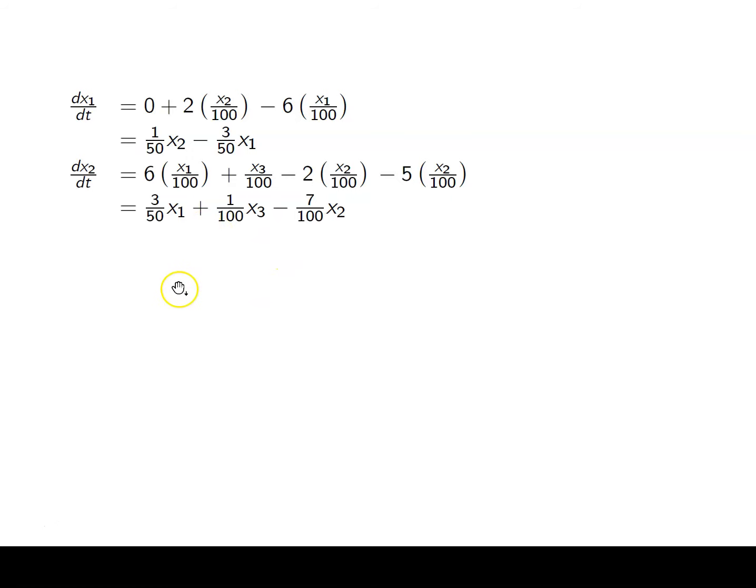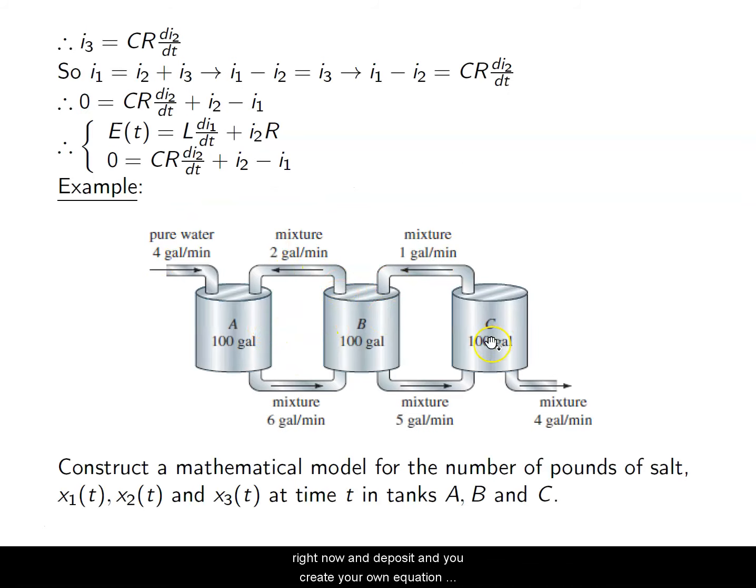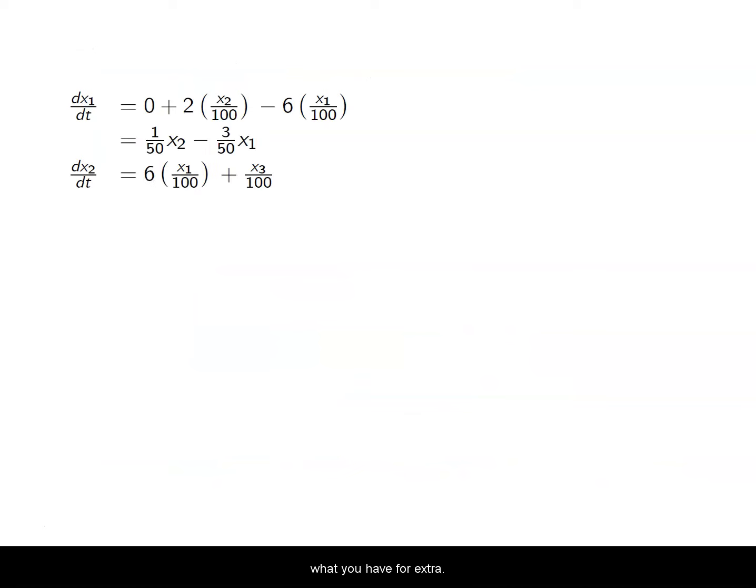From there, I can do the same thing for x3. So maybe you pause it right now, and you create your own equation for x3 and see if it's the same as what I'm coming up with. I'll give you a chance to pause it now. Hopefully you're back and you wrote this equation. So let's see what you have for x3.